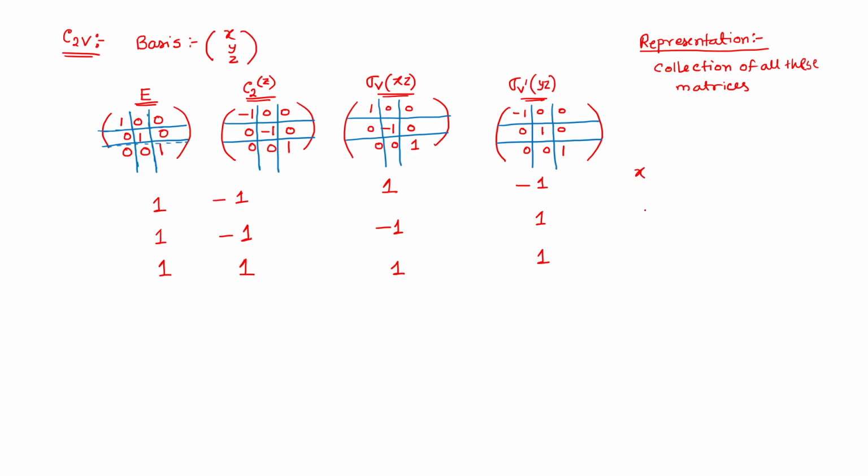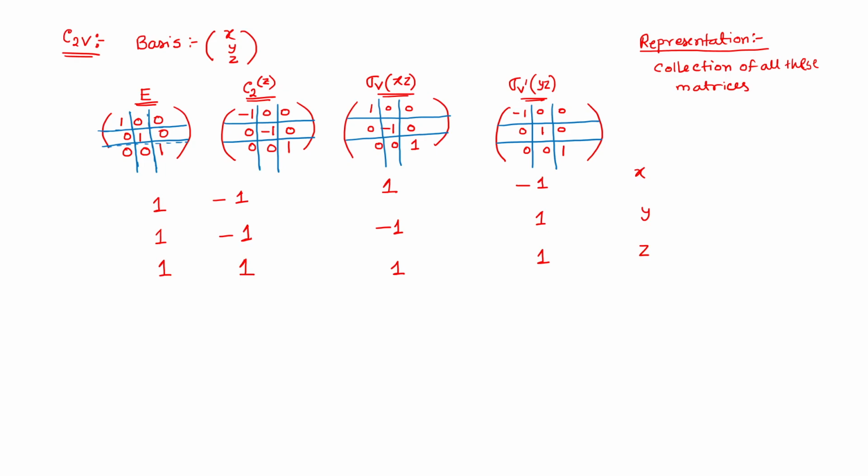and the basis set was x, y, z. So we can see that when we are operating with the identity operation, x is going to be symmetric with respect to the identity operation, but with respect to the C2 z it is going to be antisymmetric. And similarly for the sigma v symmetry operation, x is going to be symmetric, and for sigma v dash it is going to be antisymmetric. But this gives us an idea what a representation is. So this is a representation of a particular basis set.